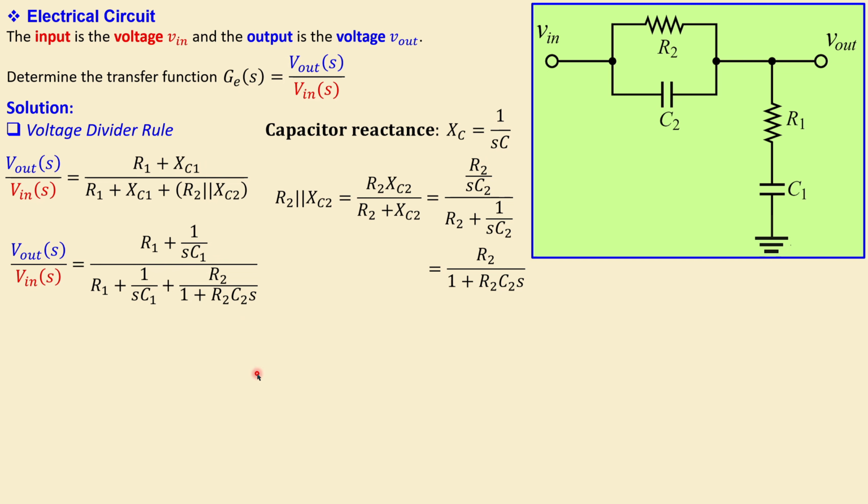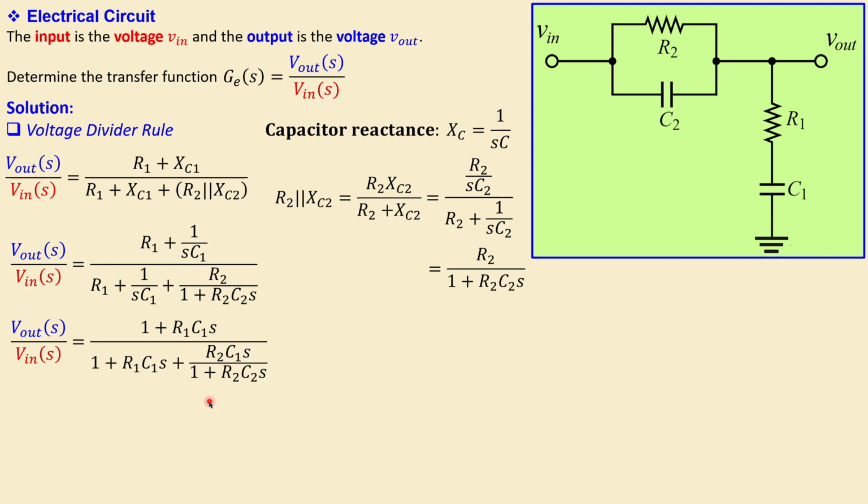The next step is to get rid of the fraction, so I don't want to have that 1 over and so on. Let's multiply the numerator and denominator by SC1. Then you will get this. This will get an SC1, this will be a 1, this will be a 1, this will get an SC1, so R1 times SC1. This is exactly as before, so that doesn't change.